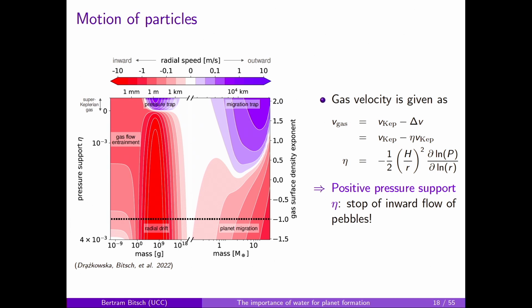You can think about this: if your particles go in, they lose angular momentum due to the interaction with the gas, because the gas is sub-Keplerian. But in this pressure trap, what actually happens is that the gas becomes super-Keplerian, and then of course you invert the direction of the pebbles. Now, if we have these pressure traps, we could probably retain the pebbles in them. And this is what we think is actually happening in these protoplanetary disks.